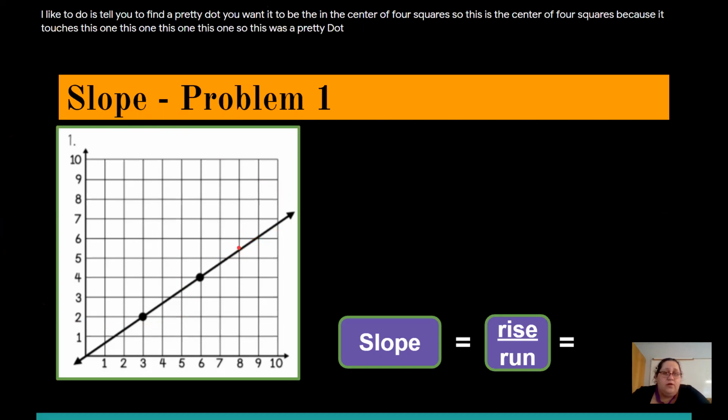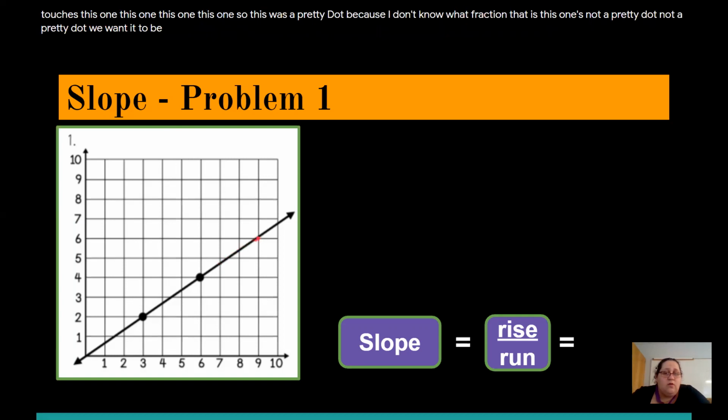This one would not be a pretty dot because I don't know what fraction that is. This one's not a pretty dot, not a pretty dot. We want it to be just like our origin, in the middle of 4 squares. So we have 2 pretty dots already placed for us. We have a pretty dot right here and a pretty dot right here.